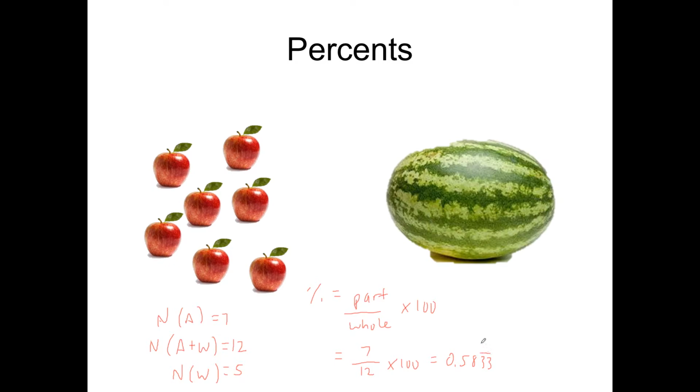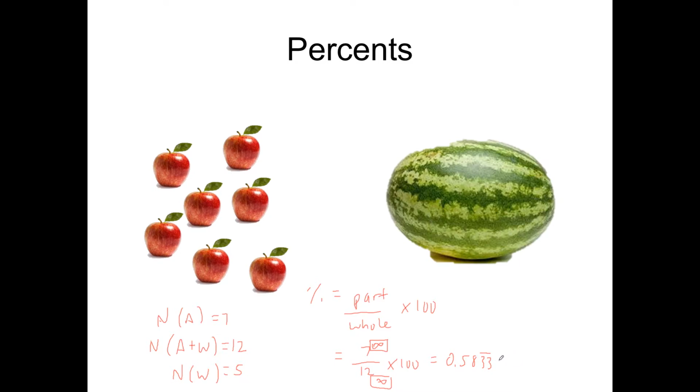0.5833 repeating, right? How many sig figs in this number, by the way? 7. How many sig figs? It's an exact number, right? Because we're talking about the number of apples. How many sig figs in that number? Infinity. So we're going to say repeating here to say that that's the fraction.